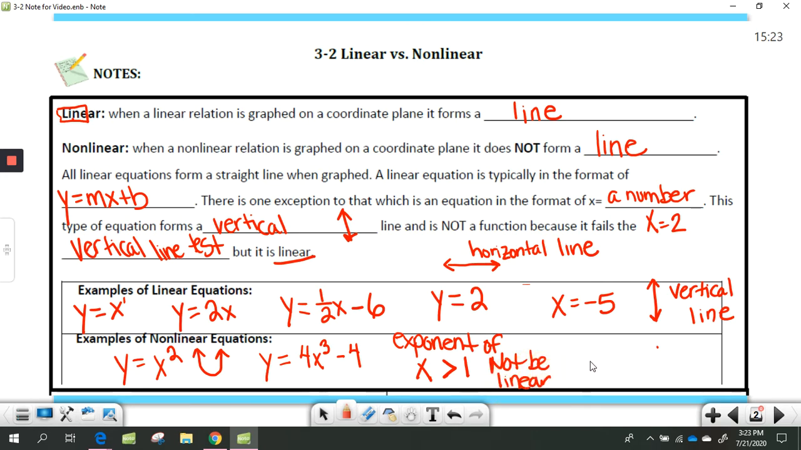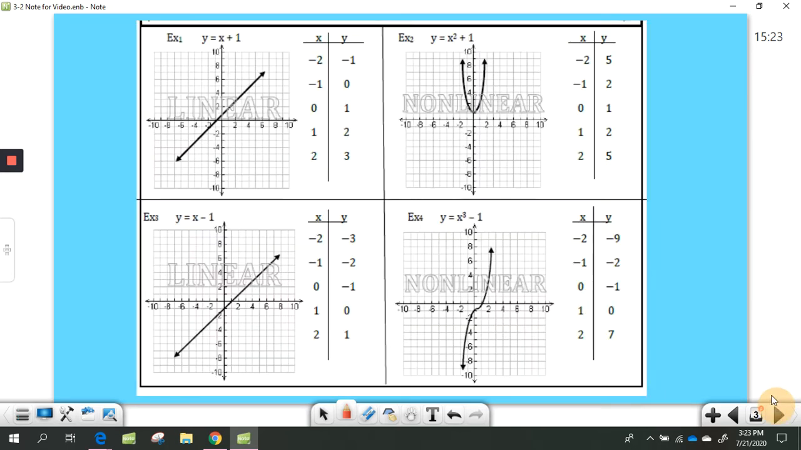And then one other odd one is when you have an exponent on the y occasionally, like y squared. Even though I realize that x has a 1, the y has a power of 2 on it, and that will form a sideways parabola like this. And that's not going to be a straight line.